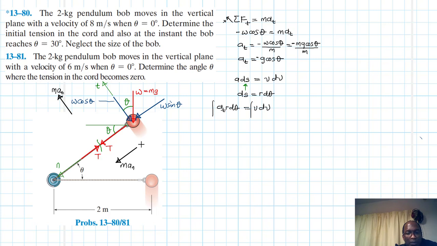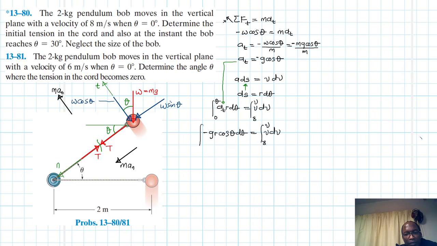Integrating from theta naught, which is 0, to theta, and then v naught, which is 8, to v. So replacing this particular term we calculated here, this just becomes minus g r cos theta d theta equal to v dv.